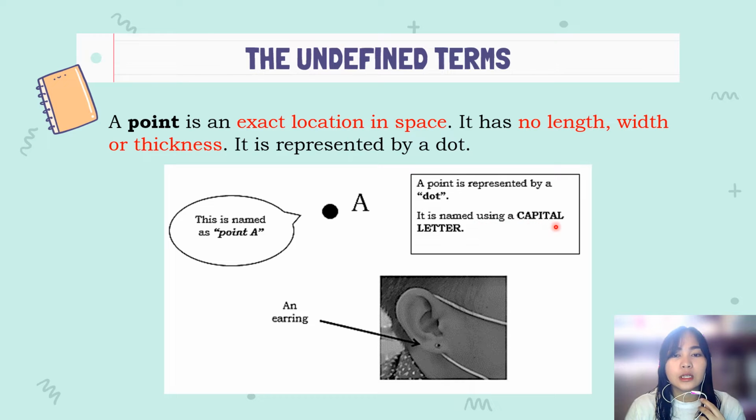It is named using a capital letter. For example, in naming a point, let us always use capital letters. So, this is named as point A. As you can see, it is a big letter. An earring is an example of a point. So, the first undefined term is a point, and it is an exact location in space. It has no length, width, or thickness. In naming a point, always use a capital letter.